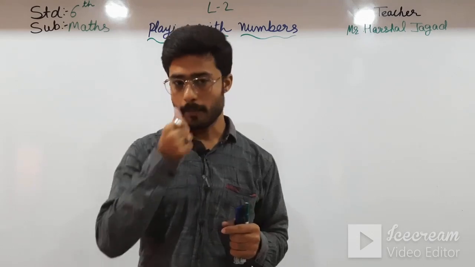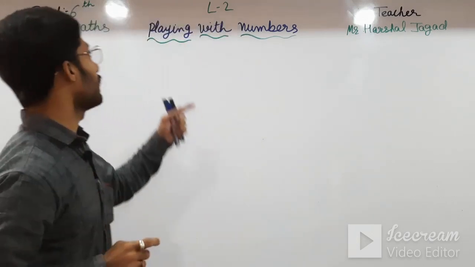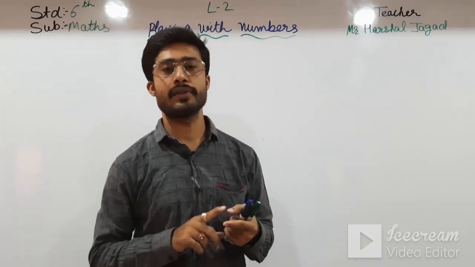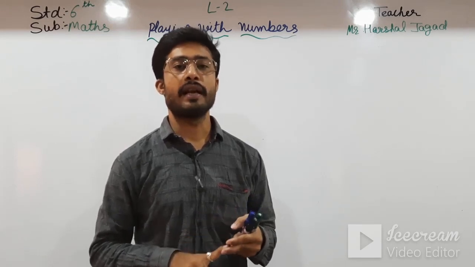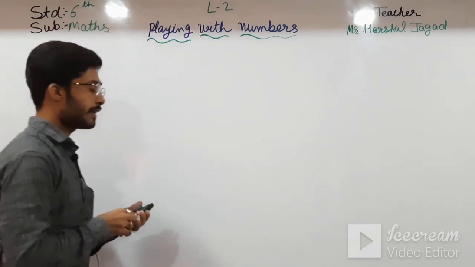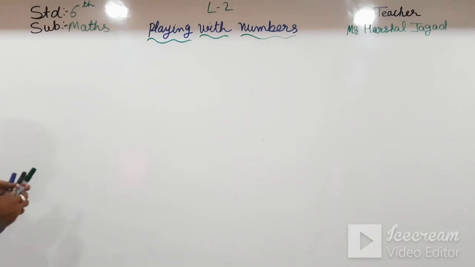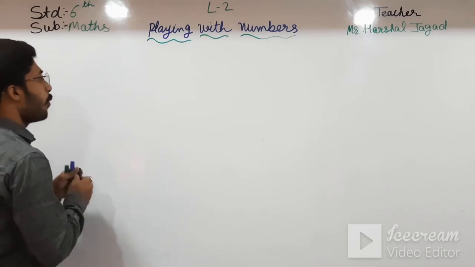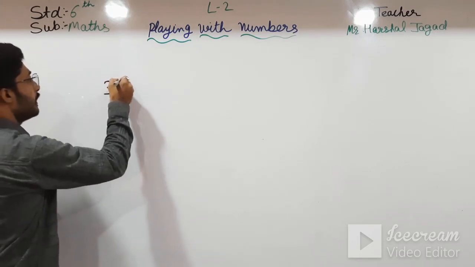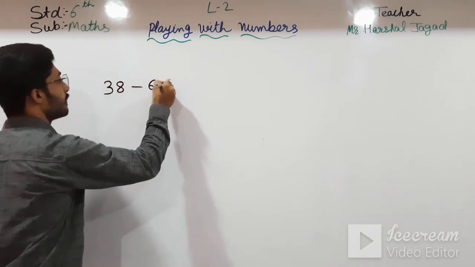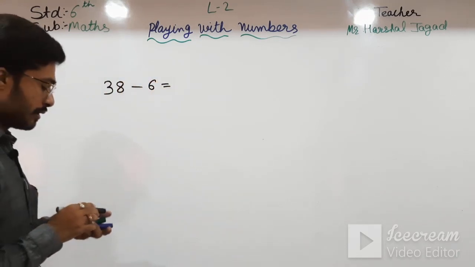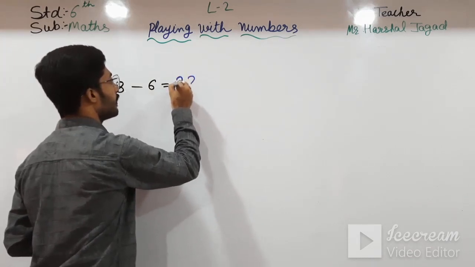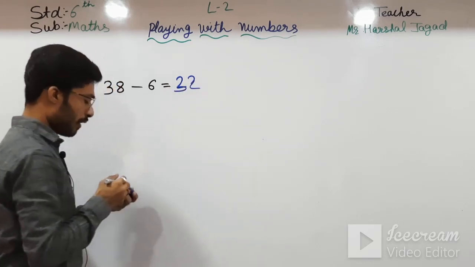Okay students, now we will start with our new chapter, that is lesson number 2, Playing with Numbers. We have all seen addition, subtraction, multiplication and division. Let us take some examples of it. First of all, if I want to subtract 38 minus 6, then what will be the answer students? The answer will be obviously 32, that you all know.